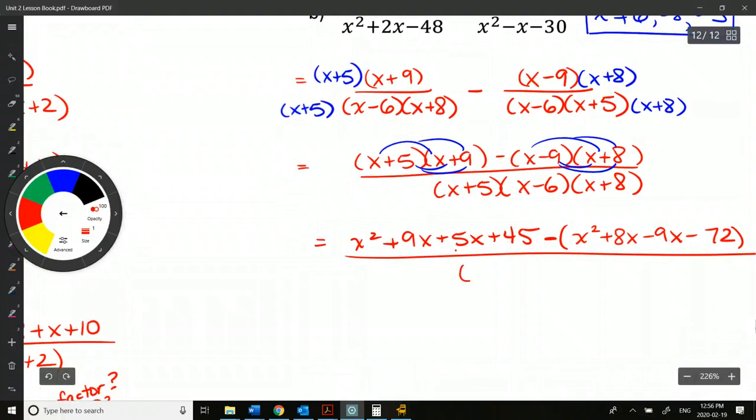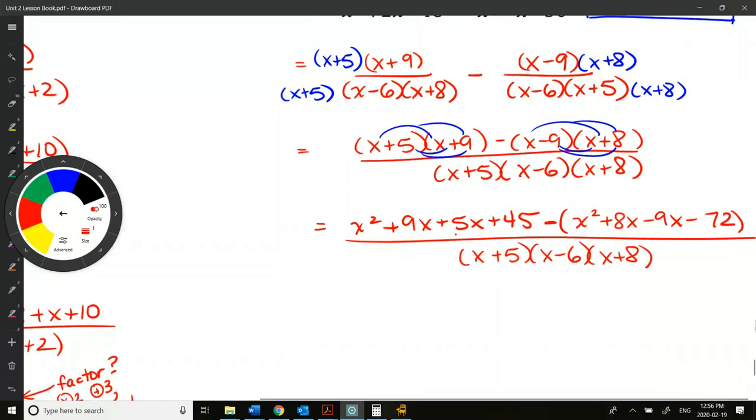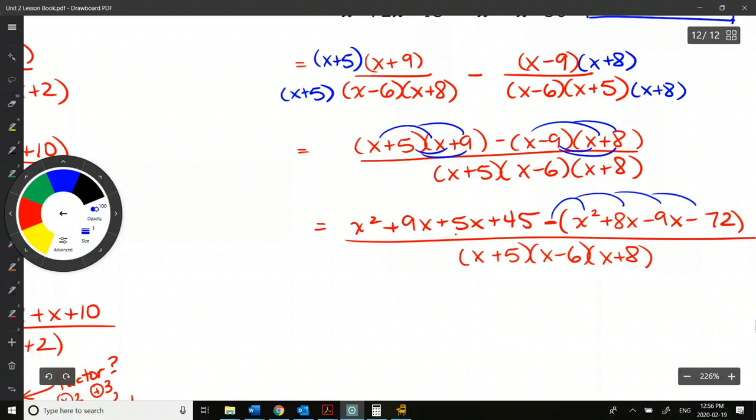Okay, don't expand the denominator. That's just going to be a headache for you, and it's already fully factored, so you don't need to expand the denominator. Okay, this is the reason we left this in brackets, because this negative applies to every term here. Okay, I'm gathering up the 9x and the 5x to get 14x here.